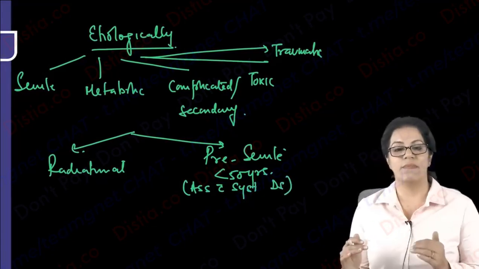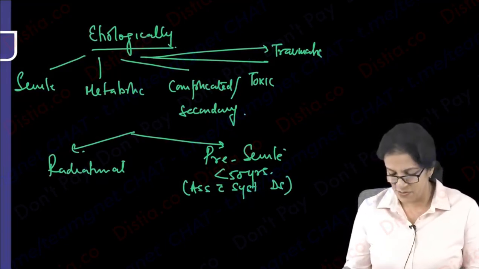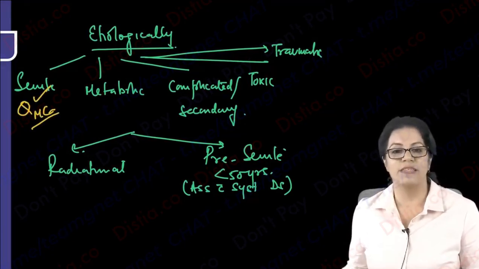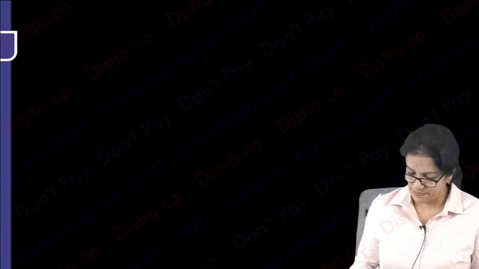Now we are going to take one by one. So first, which is the most common among all? We all know. This is your exam question. Most common is senile. Right? Write down most common is senile. We all know this. So we start with senile.